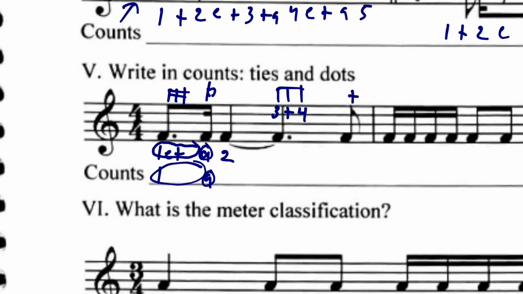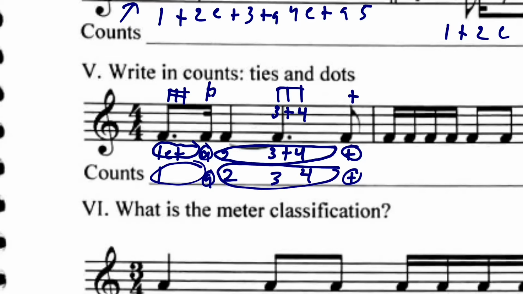So I go 2, 3, and 4, and again if I was circling these things, I'd circle the whole thing because all that is held down the whole time. Since it's tied, it's a pretty long thing. Another way I could write this is 2, 3, 4, and. I don't have to write the ands and stuff in there unless there's specifically a subdivision right there, but I do have to write in the counts that occur. So I could either write with this version or this version. 1 E and 2, 3 and 4 and, or 1, 2, 3, 4 and. Either way works.